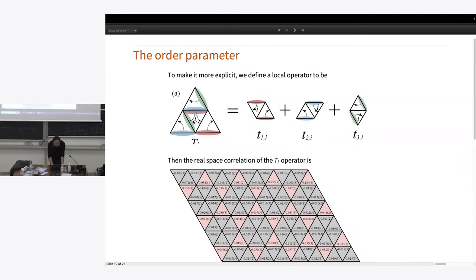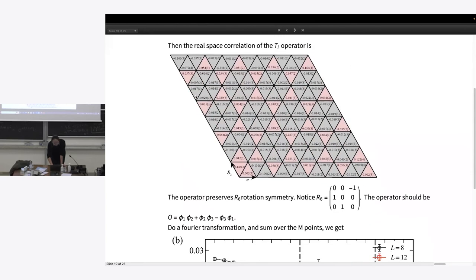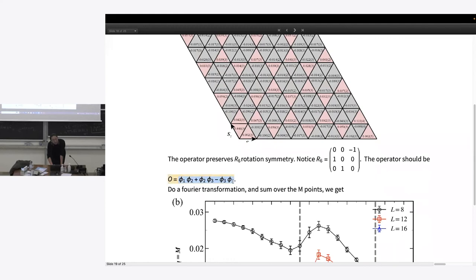To make it more explicit, we measured another quantity, which is a lattice local operator, the T terms. We defined it on this kind of triangle, and we measure the local T terms on this shape. To make it rotationally symmetric, we define it on this bigger triangle instead. This is a specific vacuum that we found. The takeaway message is that this is invariant. The symmetry is broken, but it preserves an R6 rotation symmetry here. So now we can ask, what is this order parameter? The order parameter is basically a combination of the phi bilinears, and it's invariant under this R6 rotation. Therefore, the condensation of this operator does not cause the breaking of R6. That's how we came up with this order parameter.